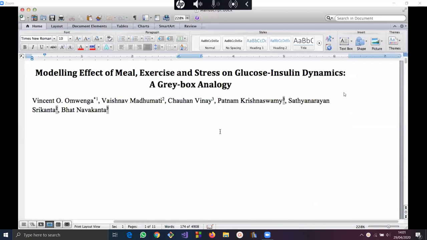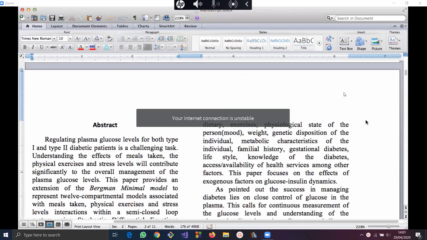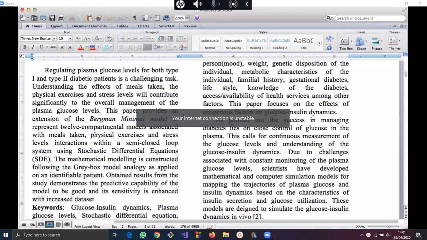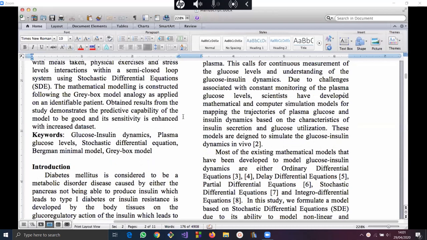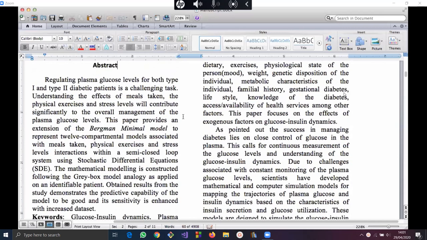and we came up with something that is very important because it summarizes the things that you've done. So in this case, I'm saying that regulating plasma glucose, plasma is blood, glucose levels for both type 1 and type 2 diabetics is a challenging task. It's a complex thing. Handling the effect of meal, exercise, and stress level will assist one to get to know how to manage this.